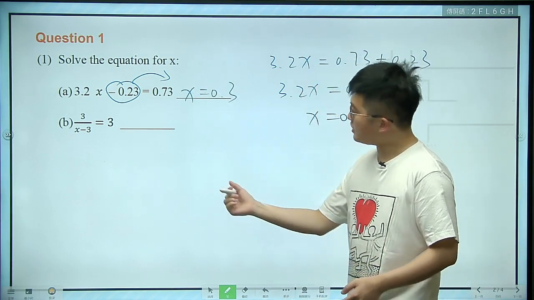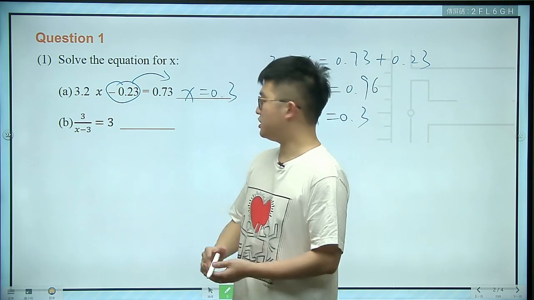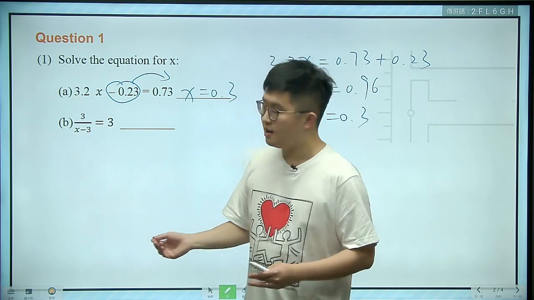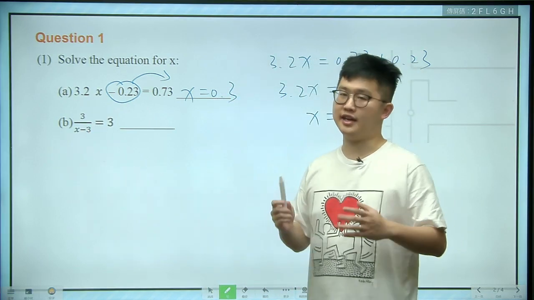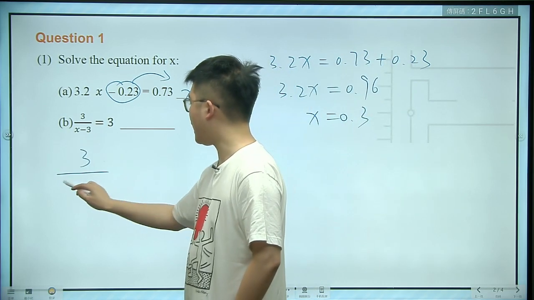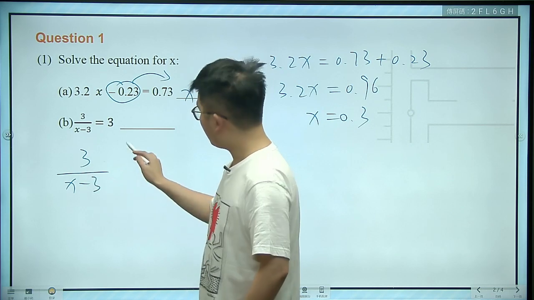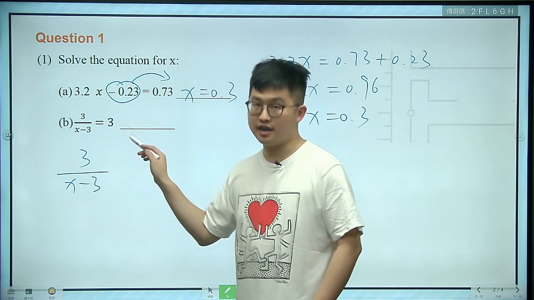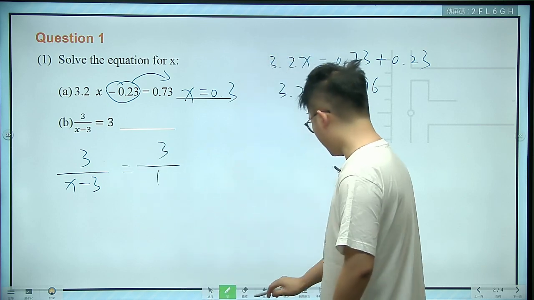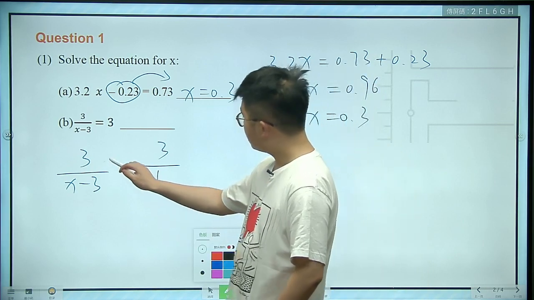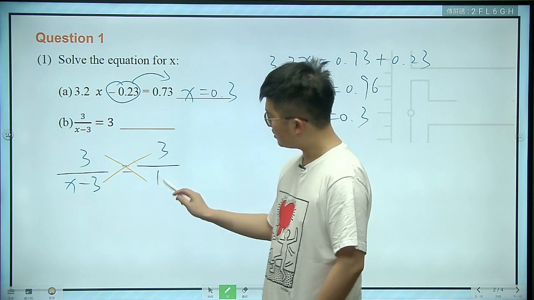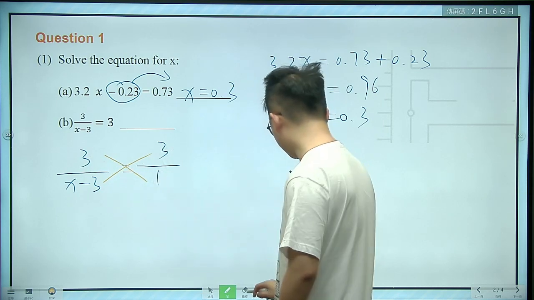The next one will look a little bit strange because you can see the x is in the denominator now. But still, we can do something like a cross multiplication. So it goes like this: 3 over x minus 3, and the 3 on the right side we can write as 3 over 1. In this situation, we can do a multiplication like this: this times this and this times this.